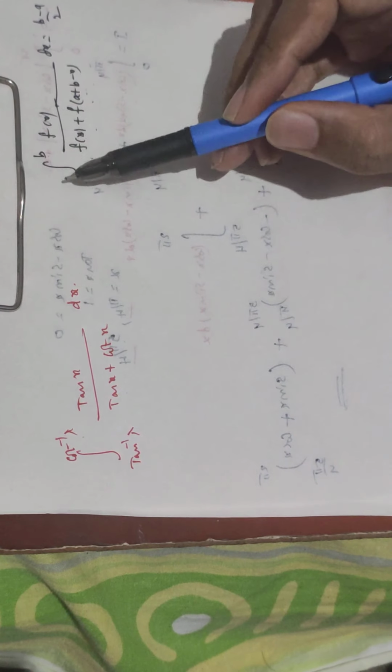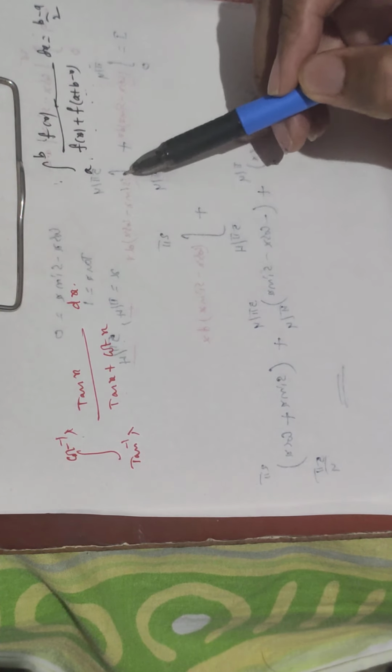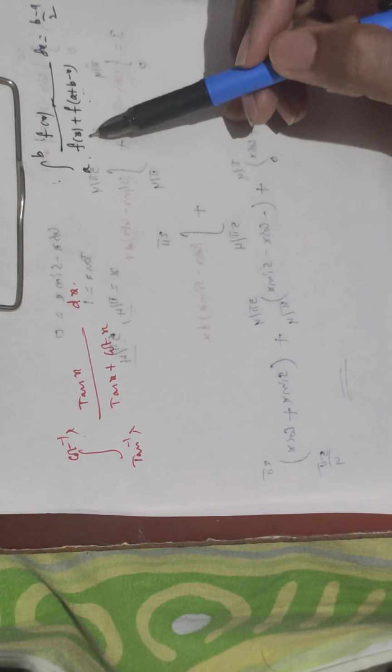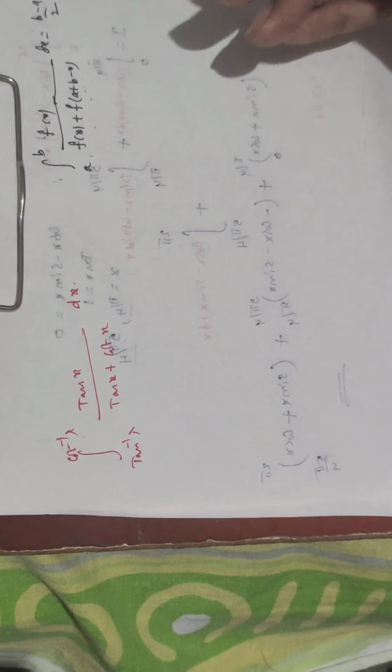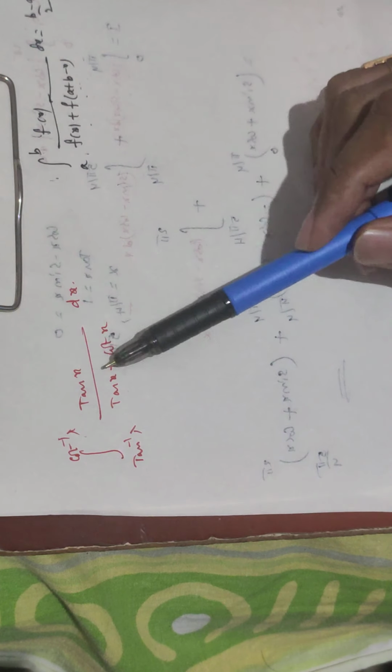I will get this one by using the, let us take this is I. Again you can take I as f of a plus b minus x by f of a plus b minus x plus f of x, and adding these two, finally we will get this answer. So I'll get this idea by observation.